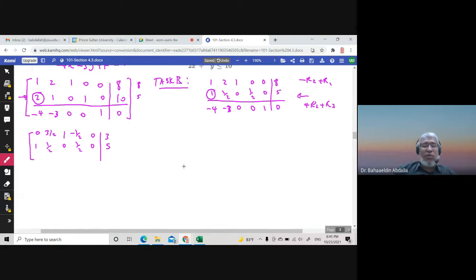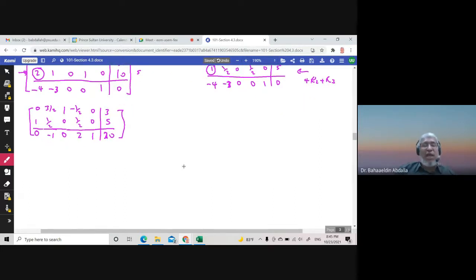Now 4 times 1 plus negative 4 is 0. 4 times half is 2 minus 3. This is negative 1. 4 times 0 plus 0. 4 times half is 2 plus 0. 4 times 0 plus 1. 4 times 5, 20 plus 0, 20. So this is the new matrix. Is it a final matrix? The answer is no, because we still have negative 1 here. So this is the new pivot column. And now divide 3 by 3 over 2.